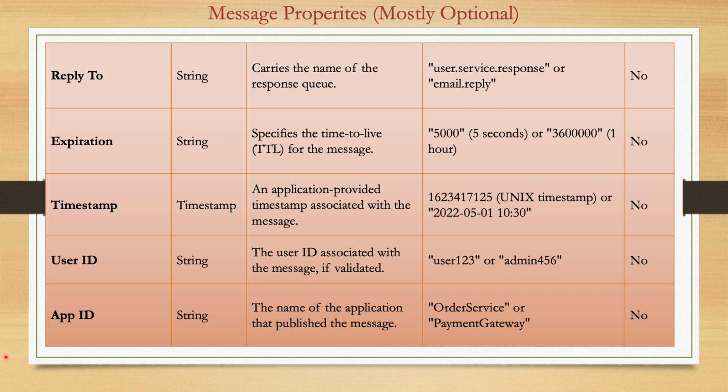App ID. The app ID property denotes the name of the application that published the message. It helps identify the source or origin of the message within a multi-application or multi-service environment. For instance, order-service or payment-gateway can be used as the app ID to indicate which application produced the message.